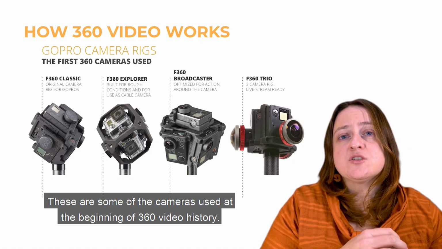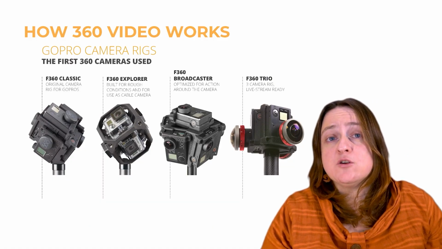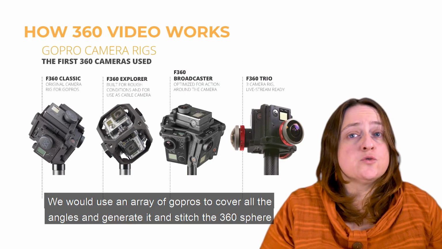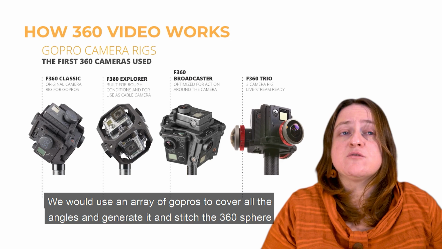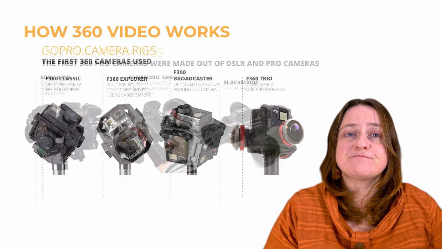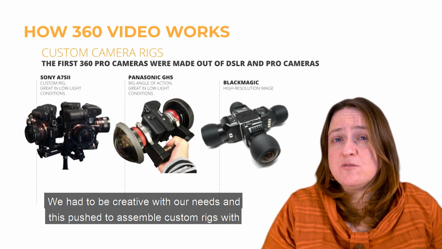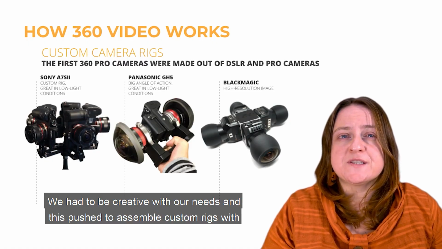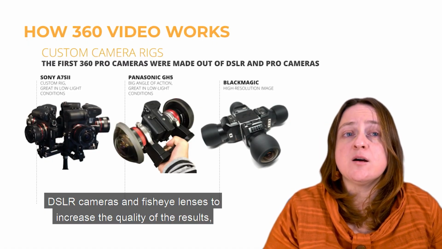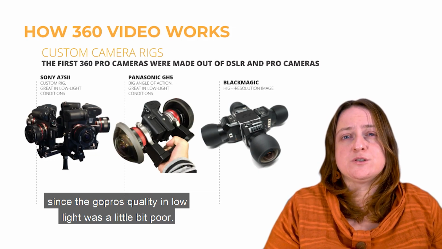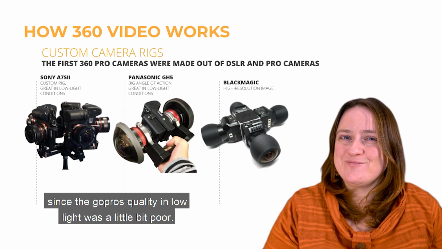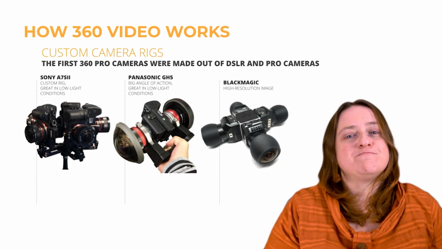These are some of the cameras used at the beginning of 360 video history. We would use an array of GoPros to cover all the angles and generate and stitch the 360 sphere. We had to be creative with our needs, and this pushed us to assemble custom rigs with DSLR cameras and fisheye lenses to increase the quality of the results, since the GoPro's quality in low light was a little bit poor.